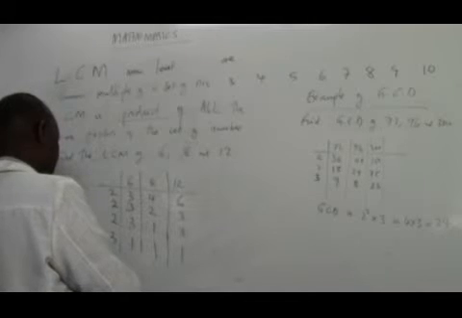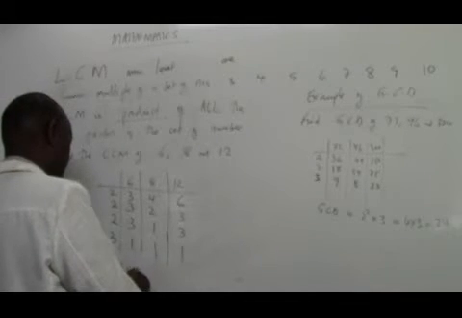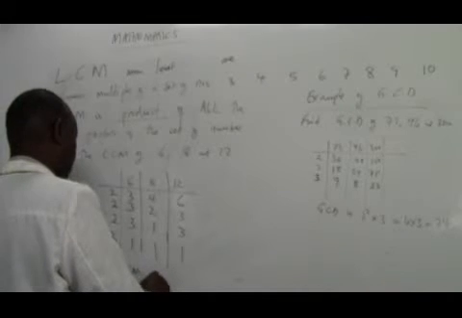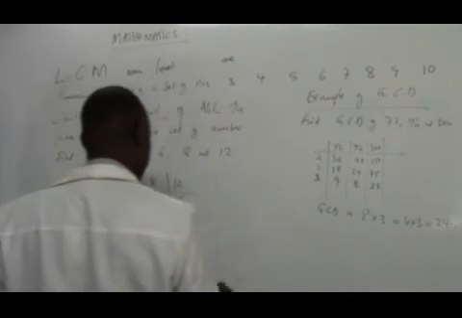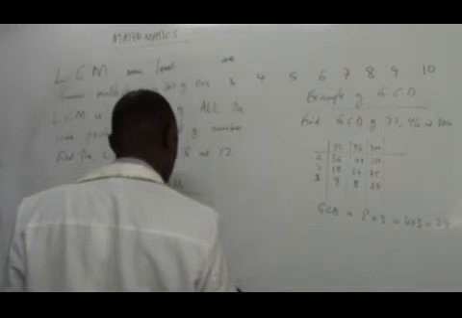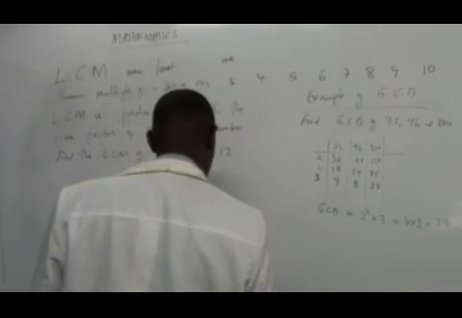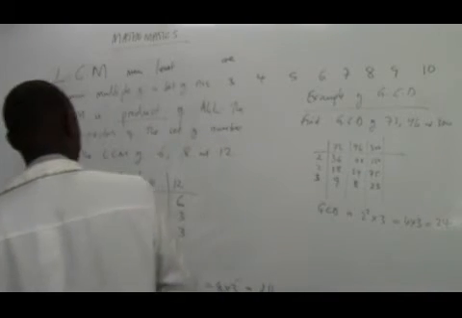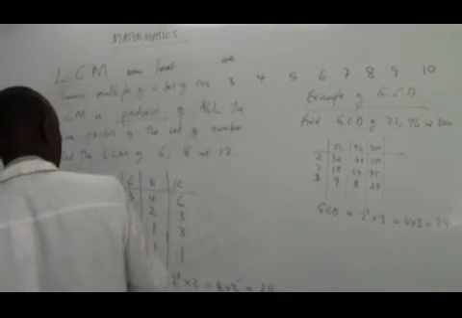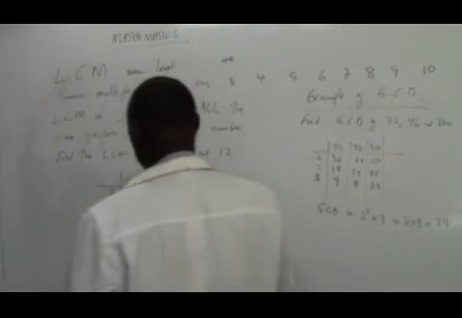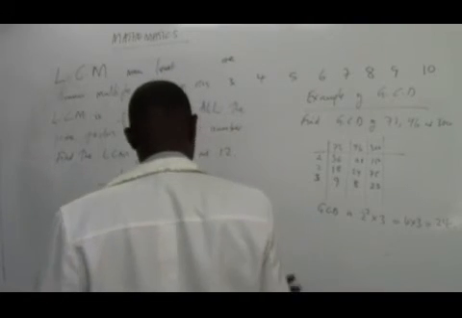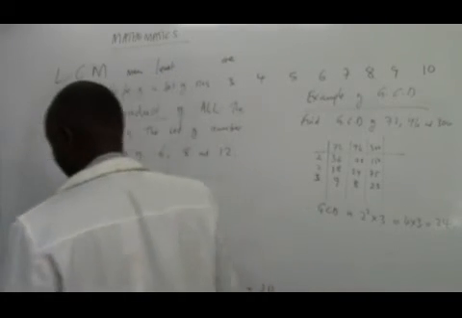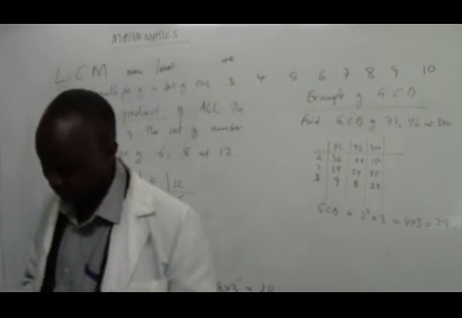Therefore, LCM is equal to 2 cubed times 3, which is the same as 8 times 3, which is 24. So the LCM, the least common multiple of 6, 8, and 12. So if you take 6, you multiply with the number, you reach and 8, the least common multiple you'll find for both is 24.